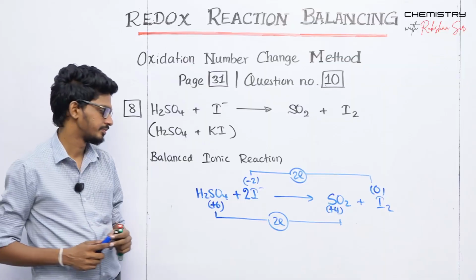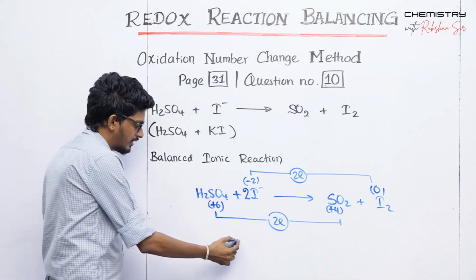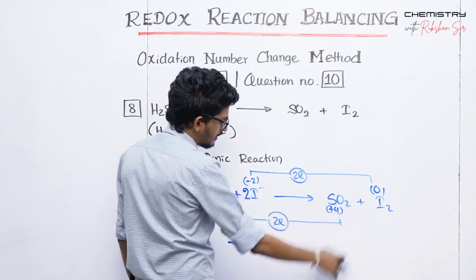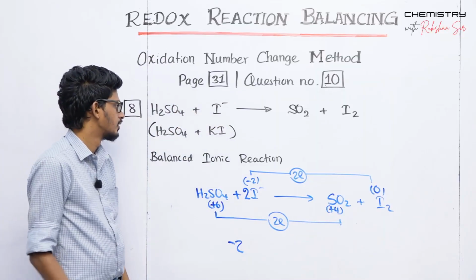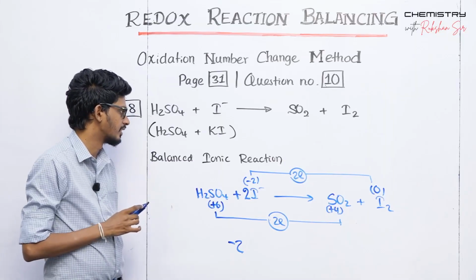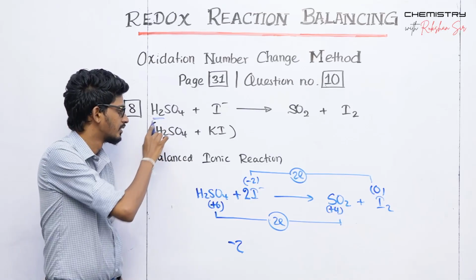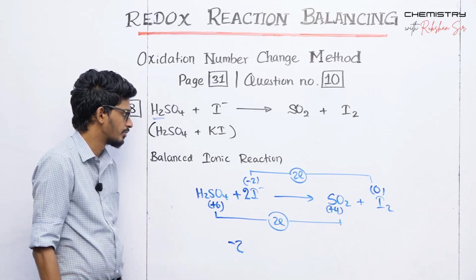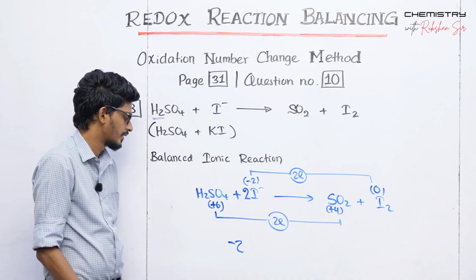Okay, next one. Balancing charge. You have minus 2 charge here. You have 0 charge here. 2 units of difference. For that, you need to come up with 2 H pluses, as the medium is acidic, right? So you can take the medium as acidic. So 2 H pluses can be written here, right?